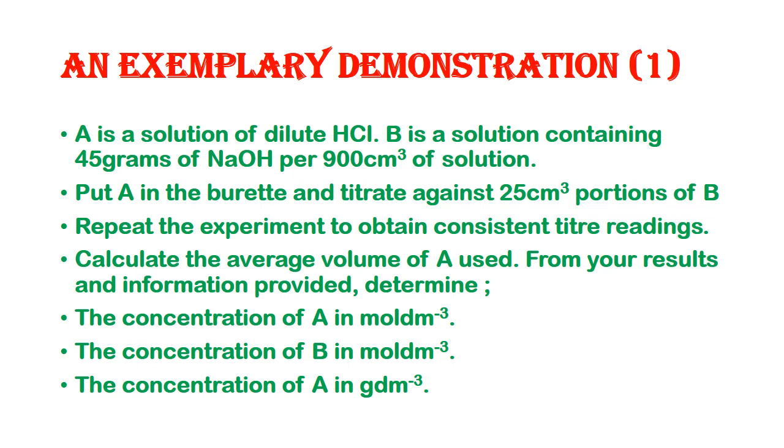Calculate the average volume of A used. Of course, you know how to do that now. We've done that before. From your results and information provided, determine the concentration of A in mole per dm cube, of course the concentration of B in mole per dm cube, and then the concentration of A in gram per dm cube. This is how you are going to expect it. Now we move on to the solution, to the answer. How will the answer look like?